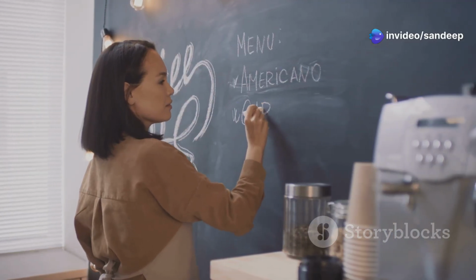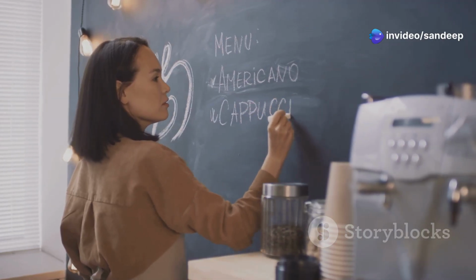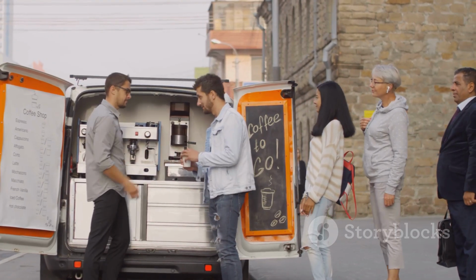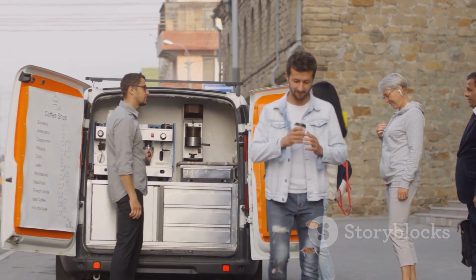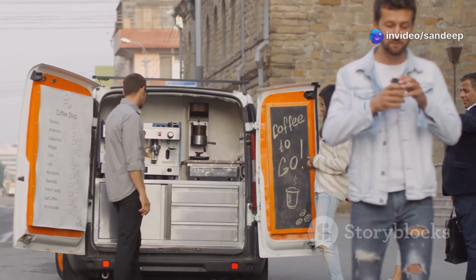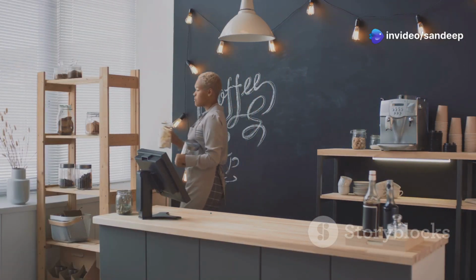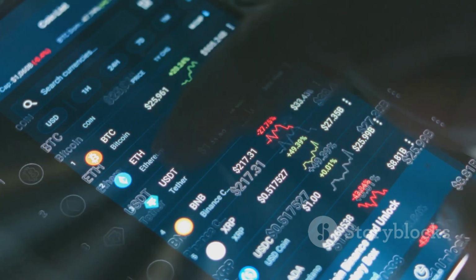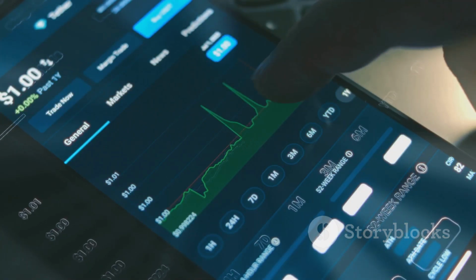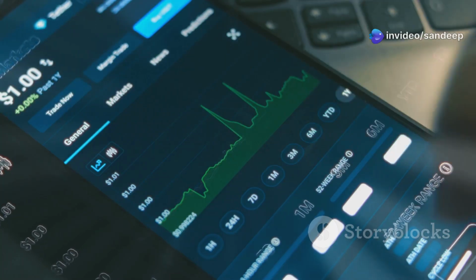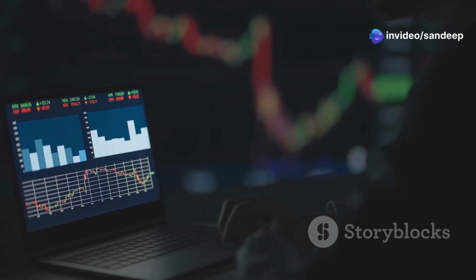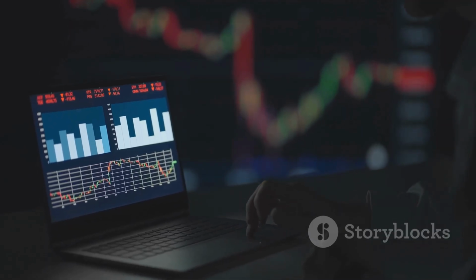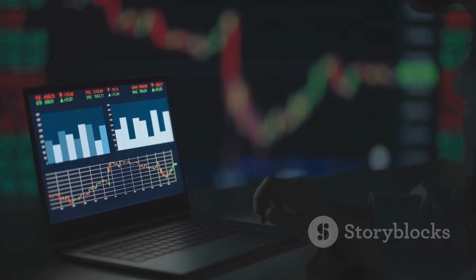So, let's break it down even simpler. Imagine you're tracking the price of your favorite iced coffee for a year. You notice that every time it drops to $2.50, a bunch of people rush to buy it and the price goes back up. You also notice that whenever it hits $4, people stop buying and the price falls. You've just done a basic form of technical analysis. You identified patterns in price behavior. That's really all it is. We're just applying that same logic to stocks, cryptocurrencies, or anything else that is traded on a market, but with slightly more sophisticated tools than just watching coffee prices.